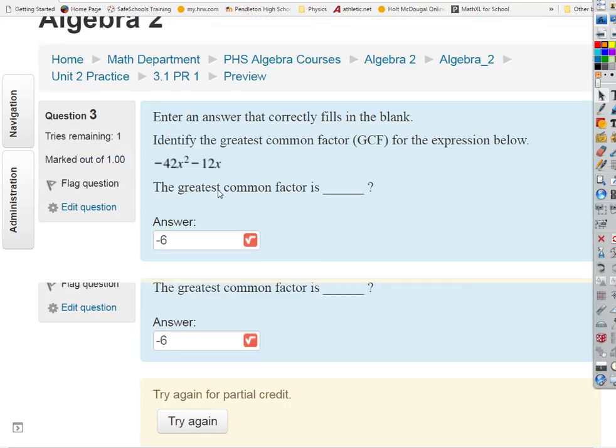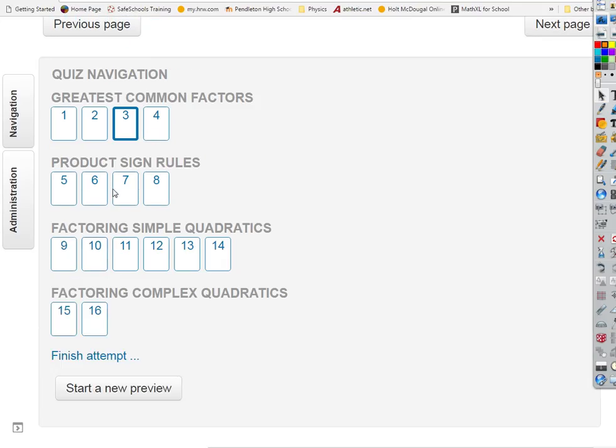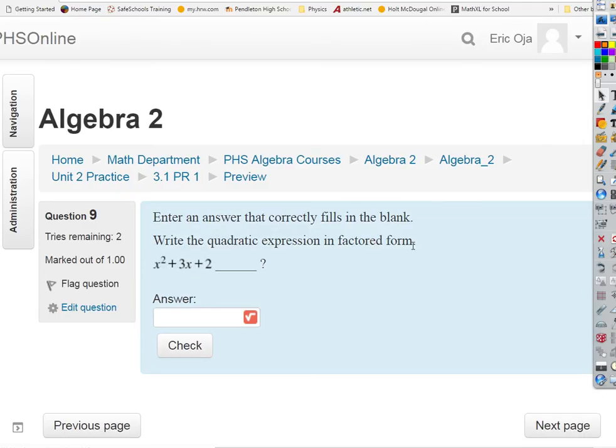What about these then? The factoring simple quadratics. Let's look at a couple of these. So now these are the ones where all we're trying to do is break this apart into a product of two simple factors, right? We talked a little bit about this last Wednesday.